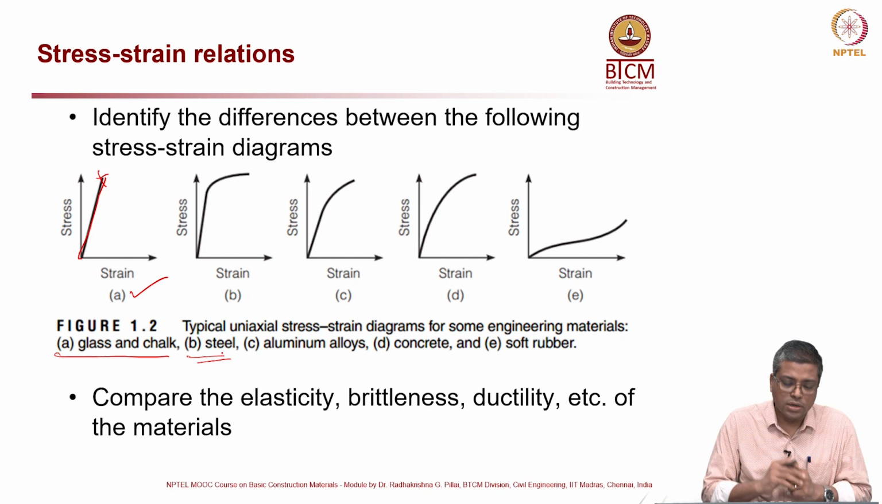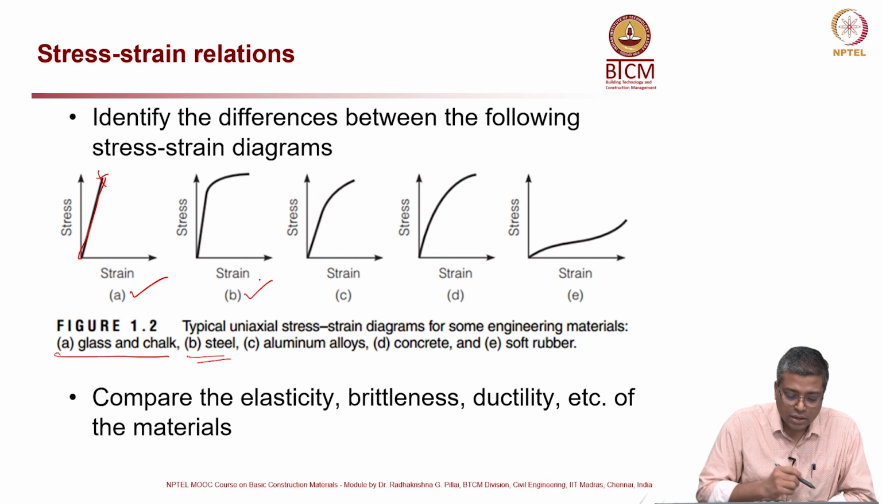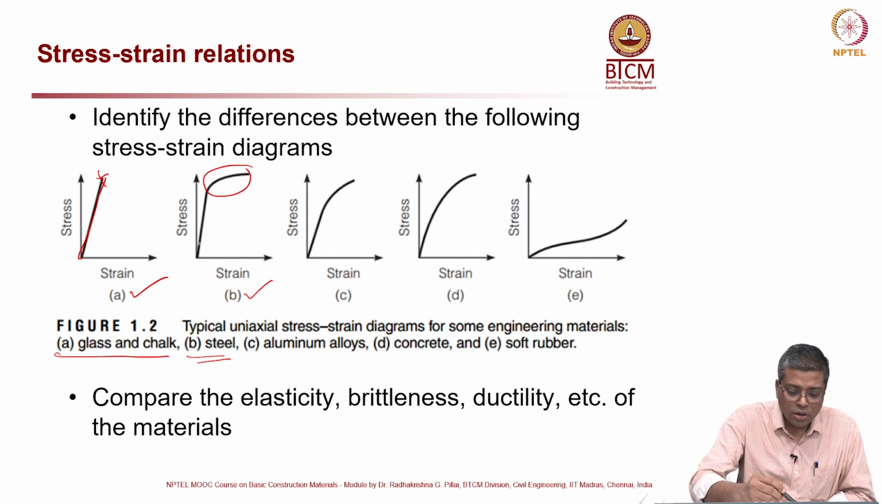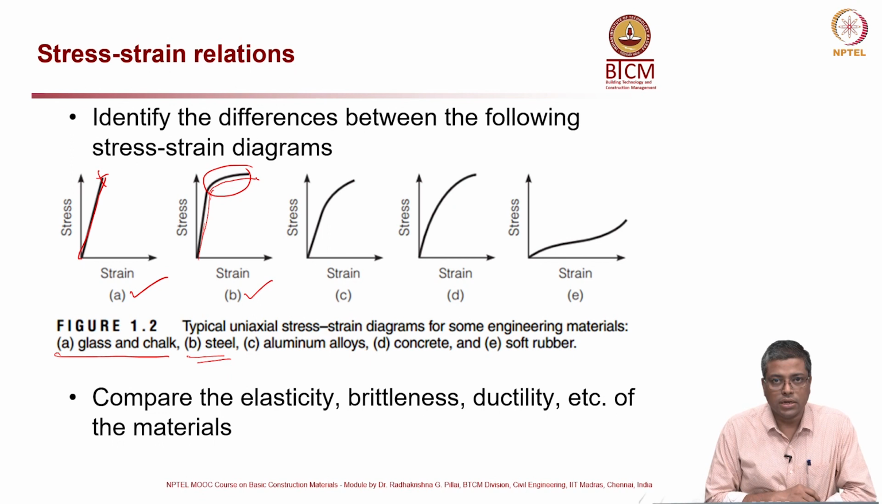Now, in case of steel, if you take steel and try to pull it using a machine or whatever, it will not break suddenly like in the case of glass or chalk, like in figure A. In case of B, where steel is used, there will be some ductility, which is indicated by this portion here. Okay. Now, that means here you have elastic deformation, and then you have yielding, and then you can very clearly see the ductile region in that graph. So, this portion indicates the ductile region.